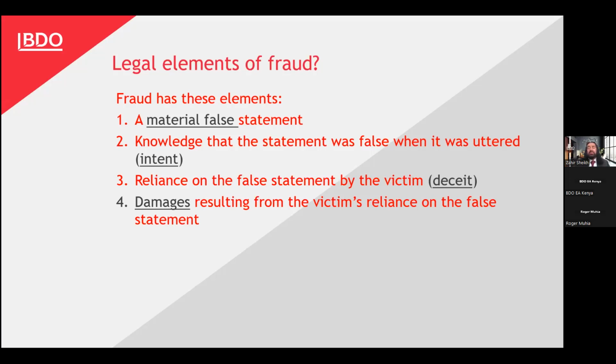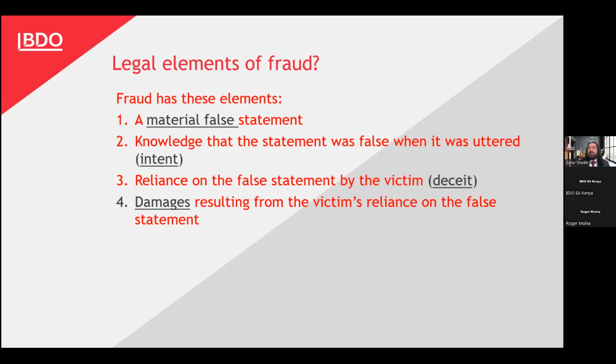The next one is reliance on the false statement by the victim. So the perpetrator knows that when they're uttering this false statement, when they're falsifying these records, somebody, the victim, is going to rely on them, and they're going to make a decision on the basis of that. And that's the element of deceit. And then the last one is damages which result from the victim's reliance on the false statement.